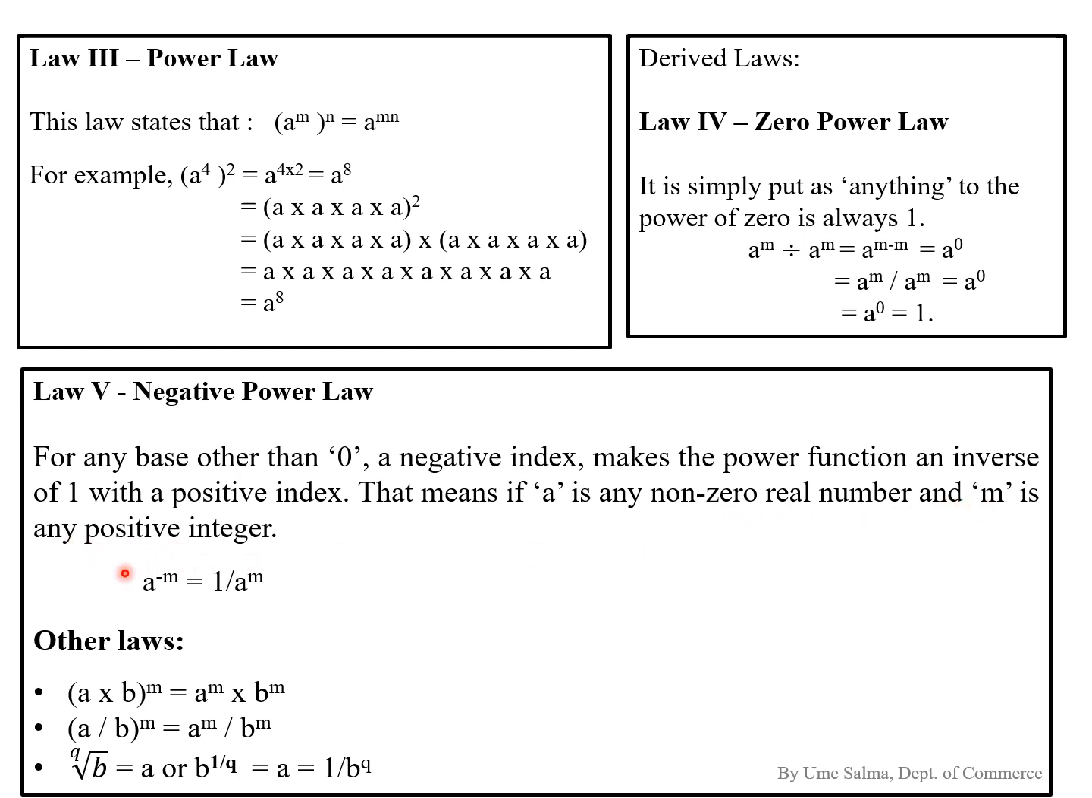Whenever you have this negative power, it can be expressed as 1 by a to the power m. So this negative becomes positive only when you transfer this to the denominator. Please note that the minus sign will be removed when you are transposing that term to the denominator. Now these are some basic other laws which have to be gone through to solve your further problems.